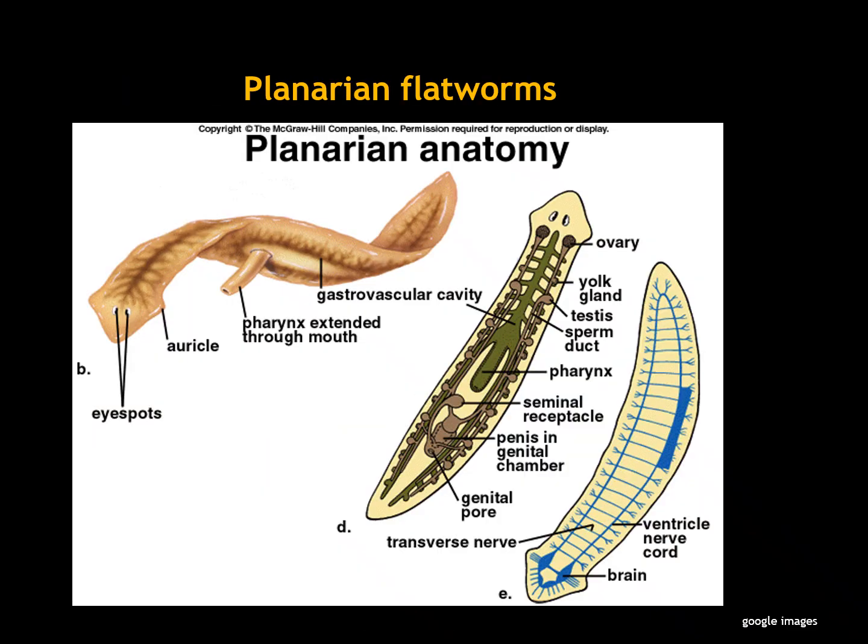The flatworm, here you can see the anatomy. If you have seen it, the worm has eye spots here on the head. Here you find the auricula. The pharynx is here, the vascular cavity, and they are just very simple. Here is the brain, and all the nerves are located here.